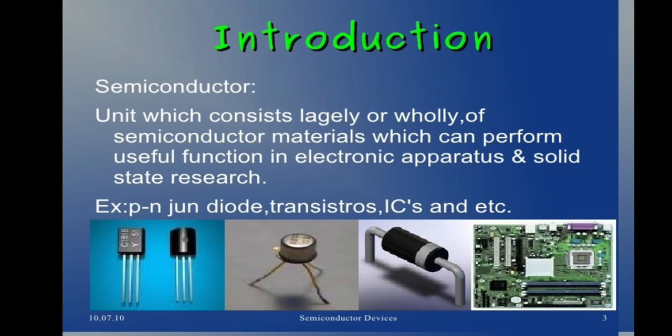First, the introduction. A semiconductor unit consists largely or wholly of semiconductor materials which can perform a useful function in electronic apparatus. It's called a semiconductor. Examples of semiconductors are the PN junction diode, transistor, IC chips, etc.